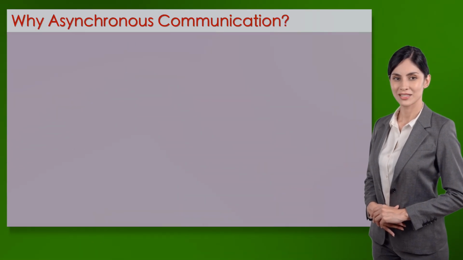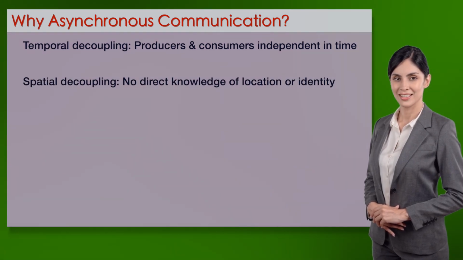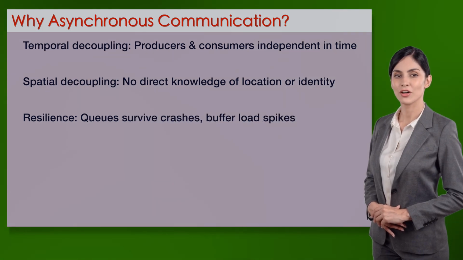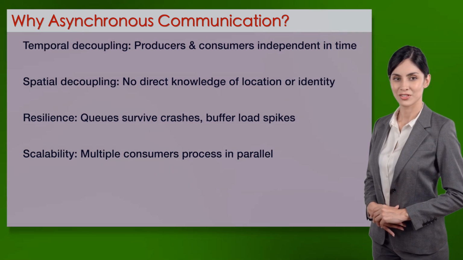Why choose asynchronous communication over synchronous? Temporal decoupling means producers and consumers don't need to be online simultaneously. A producer can send a message even if all consumers are temporarily down. Spatial decoupling eliminates the need for producers to know consumer locations or identities. They just publish to a queue or topic. Resilience skyrockets because queues survive crashes, buffer load spikes during peak traffic, and allow delayed processing. Scalability improves dramatically as you can add more consumers to process work in parallel without changing producers.